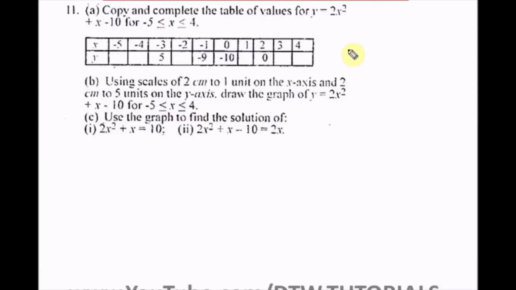Question 11A of the WASSCE 2018 Mathematics theory question, that's your WAEC theory question. It says, copy and complete the table of values for y equal to 2x squared plus x minus 10 for these values: x is greater than or equal to minus 5 and x is less than or equal to 4. So we're to complete this table, okay?